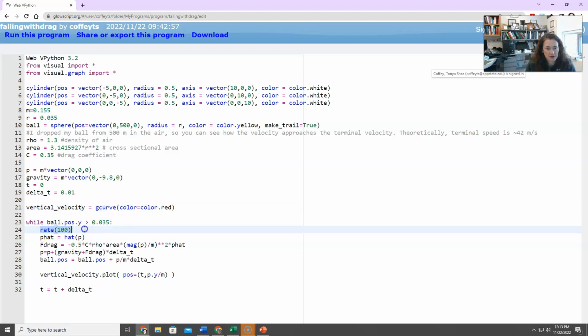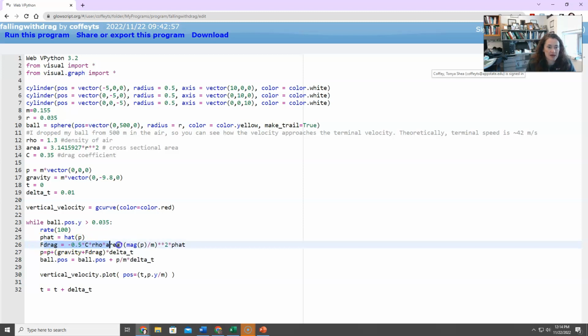Then I define my rate. It's very important so that you can visualize to put your rate in. I go ahead and define the direction of motion. Now, the reason that this is important is because drag is a vector, okay? And you have to say always that your drag points opposite to the direction of your motion. So to do that, I define my direction of motion as the unit vector that points in the direction of momentum, right? So p hat, I call it p hat, is equal to hat of p, and that gives me the unit vector for my momentum.